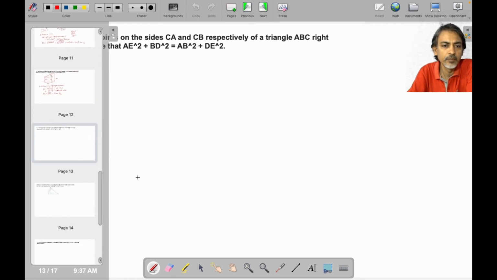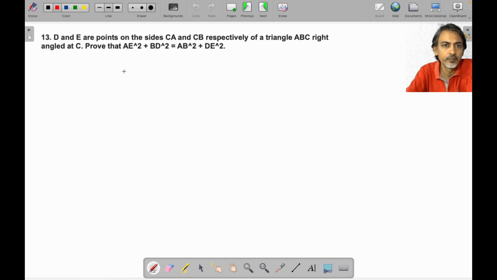What's my next problem? Let's read this problem. Given that there are D and E two points on the sides of CA and CB respectively of triangle ABC, which is right angle at C, prove that AE square plus BD square equals to AB square plus DE square. So let's first make the figure.